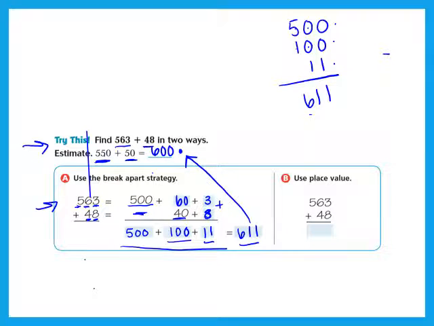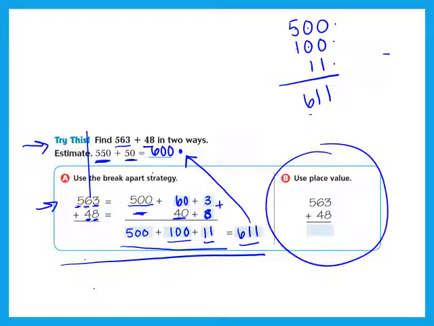Now this could be a little bit time consuming and I can cut down on how long it takes me to add by just using place value like we're going to do here in part B. So first I'm going to add my ones. I have 3 plus 8, that equals 11. I need to regroup that as 1 ten and 1 one. So I write a 1 in the ones place and carry a 1 into the tens.